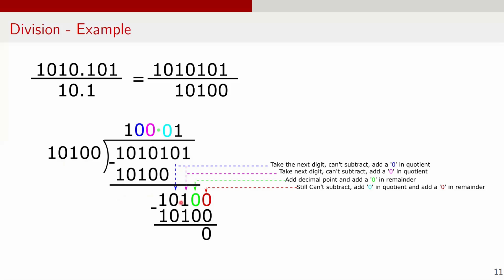We check again if we can subtract the divisor from remainder. No, not yet. So we add a 0 again in quotient and add a decimal point. We add a 0 in remainder and check again if we can subtract. No, not yet. So we add a 0 again in quotient and add a new one in remainder. And now at this point, we can subtract the divisor one time from the remainder. So the result of this division operation is quotient of 100.01 and a remainder 0.